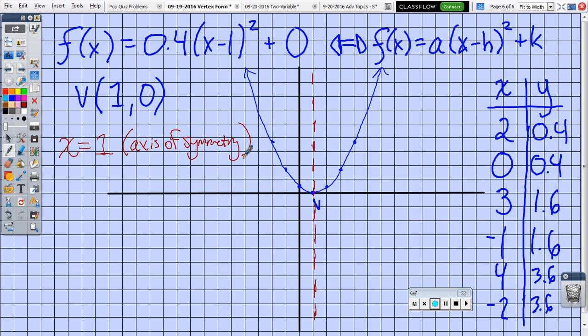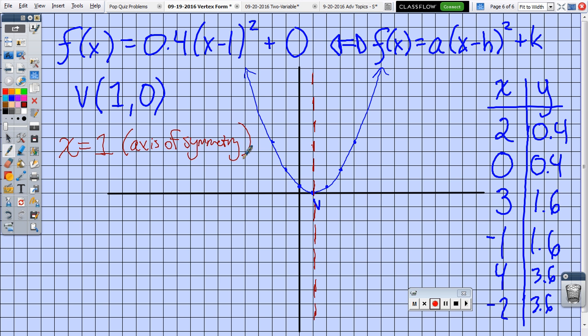Let's plug in 3 and see what I get. So 3 minus 1 is 2, 2 squared is 4, 4 times 0.4 is 1.6. So I get an output of 1.6 when I put in 3. That was just 2 horizontal units to the right of the vertex. So if I input a value exactly 2 to the left, I should expect the same output. When I plug in -1, -1 minus 1 is -2, -2 squared is positive 4, and 4 times 0.4 is, again, 1.6.